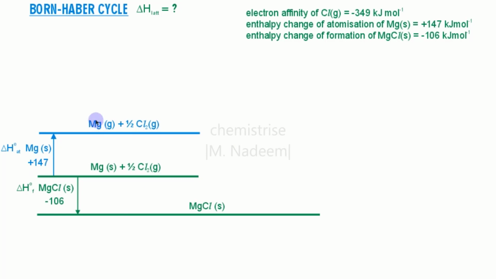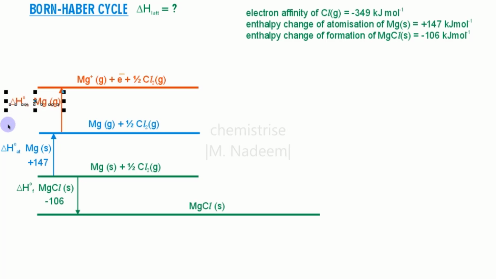Next we have to convert the Mg gaseous atom into the magnesium positive ions, and to convert this we need the ionization energy, and you know ionization energy can be obtained from the data booklet. So if you look in the data booklet, the first ionization energy value of magnesium is 736.